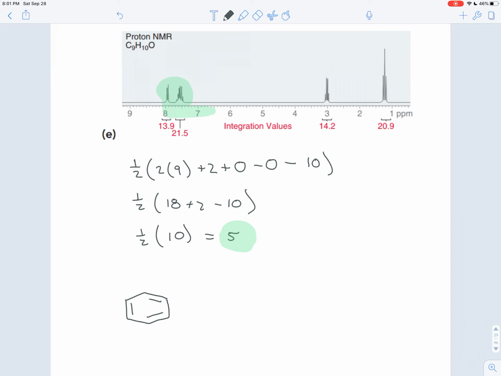Now watch out, because a benzene ring only has 4 degrees of unsaturation, 1 ring, and 3 pi bonds. So that's 4, but we have 5. So I'm just going to make a note that we still need either 1 ring or 1 pi bond.